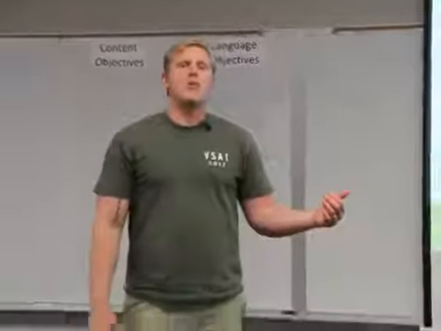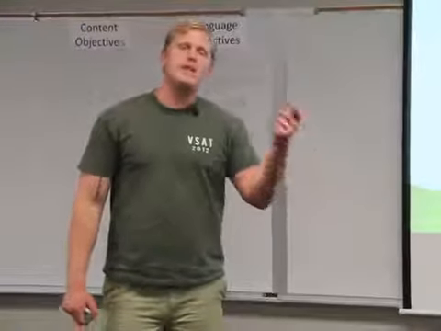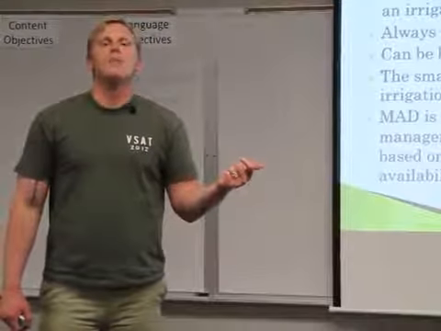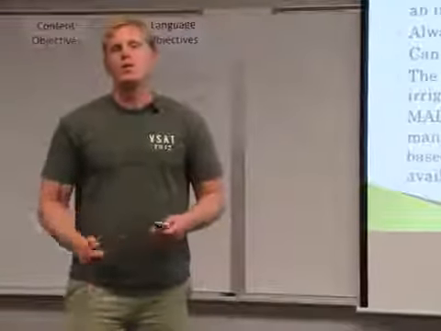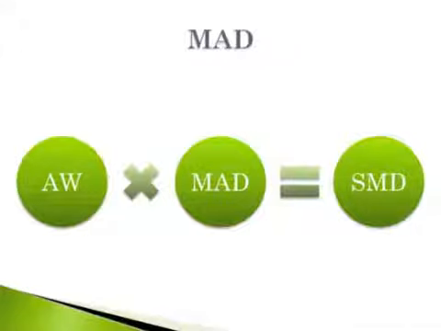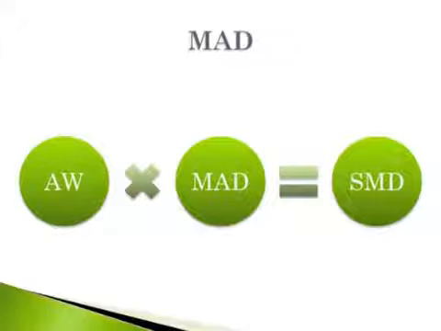Then when we solve for available water, what we do to determine our management allowable depletion is take a percentage of that available water, and that helps us determine what the depletion rate will be when we irrigate. All right, so let me walk you through this. The new equation we're going to learn now is available water times MAD equals soil moisture depletion.